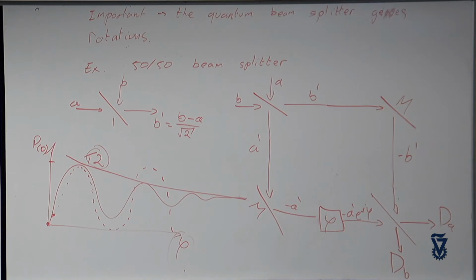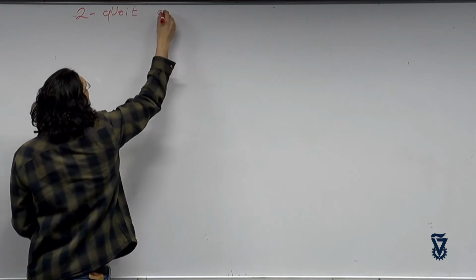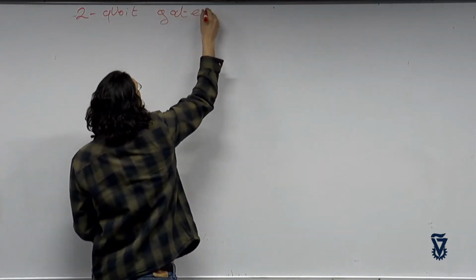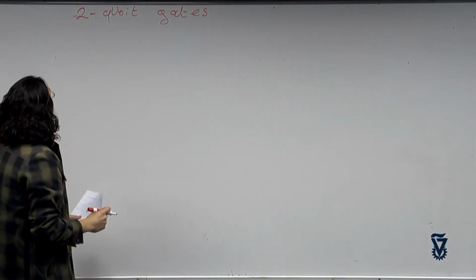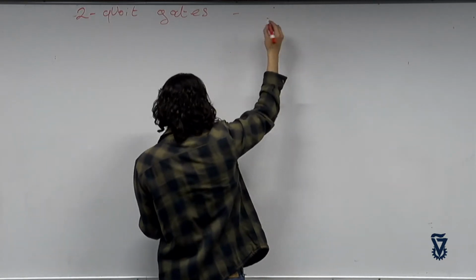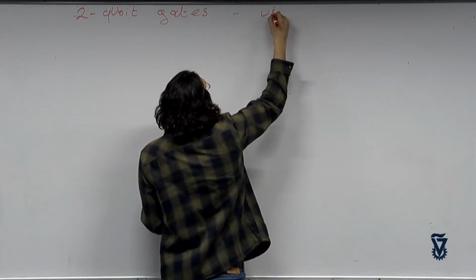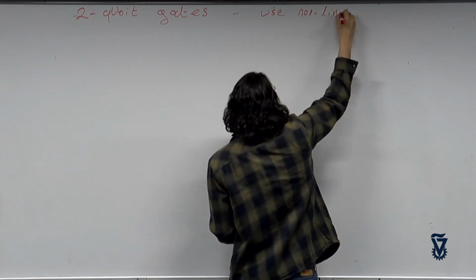Okay, so two qubit gates. Like I said, for two qubit gates, we need to use some nonlinear medium. And I'll explain what that is just now.